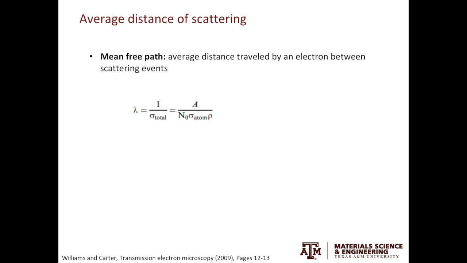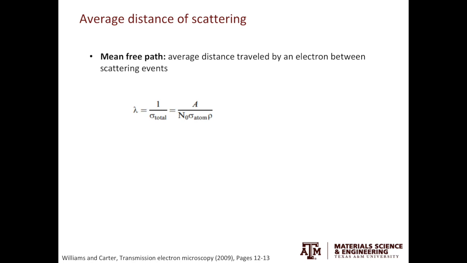The next question is how far the electrons can travel before scattering can happen. Here, we'll introduce a new term called the mean free path. The mean free path is defined as the average distance traveled by an electron between scattering events. To express it mathematically, it is 1 over the cross-section. From this relationship, you can tell that the lower the probability of scattering, the longer the mean free path. Note that the lambda here is the mean free path, not the wavelength of the electron beam.